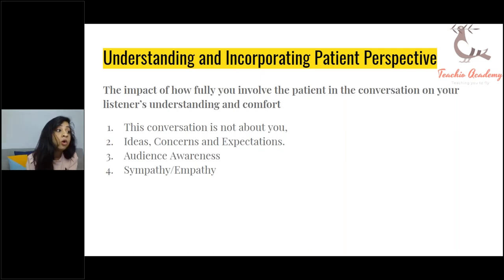So you need to understand what the patient needs, and you need to incorporate what the patient needs into your conversation. Something that I always try to teach my students is the concept of ideas, concerns, and expectations. Ideas, concerns, and expectations are the main focus of what every clinical communication should be. They refer to what the patient needs, all right? Ideas is what the patient already knows. Concerns are what the patient's main worries are. And expectations are what the patient needs to be solved through this conversation.